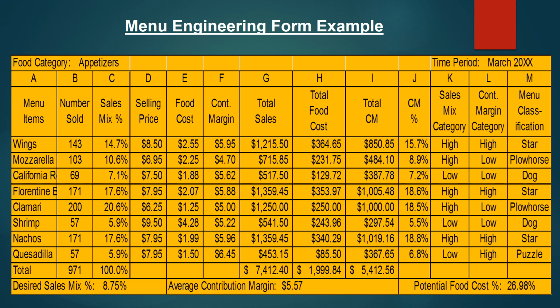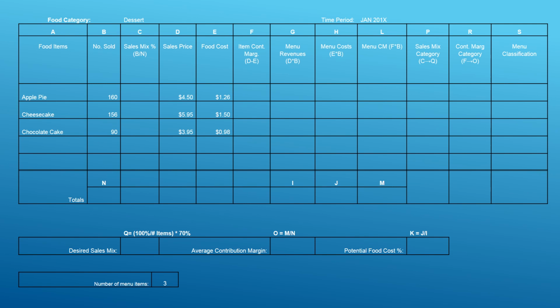All right, let's take a look at a menu engineering form and see what we can do about it. So we have a form here for desserts, changing up the category. It's going to be for January, the time period, and now we're going to list our menu items. Keep it simple, and we put 3 on here: apple pie, cheesecake, and chocolate cake. The number sold for the month of January, we have that amount in there, and we have the selling price and the food cost for each one of these items.